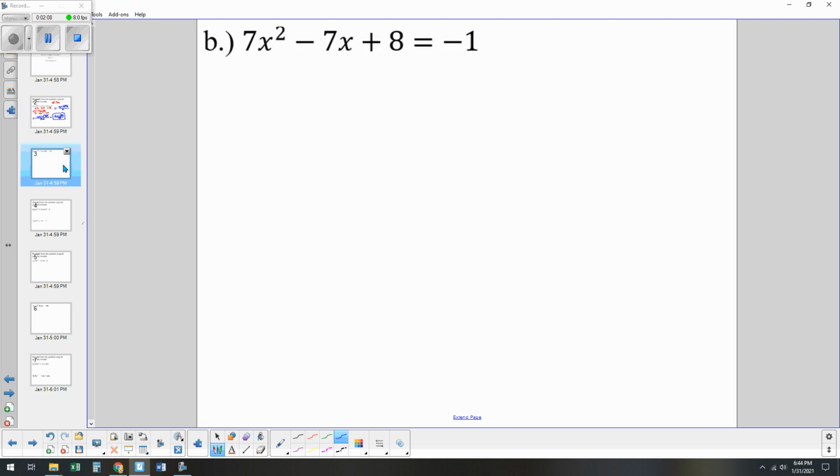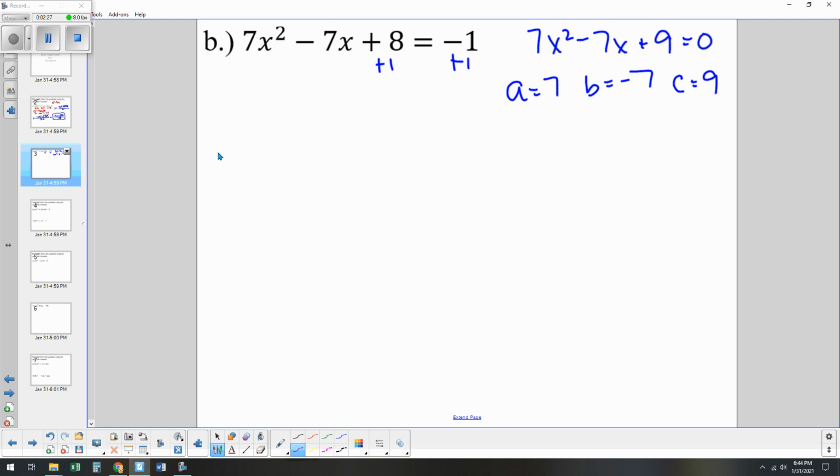Let's do another one together. So this one's not equal to 0 yet. So I'm going to start by adding 1 so that it's equal to 0. So now we have 7x squared minus 7x plus 9 equals 0. So that's an a value of 7, a b value of negative 7, and a c value of 9. So the discriminant, we have b squared minus 4ac. So that's going to be 49 minus 252. That's negative 203.